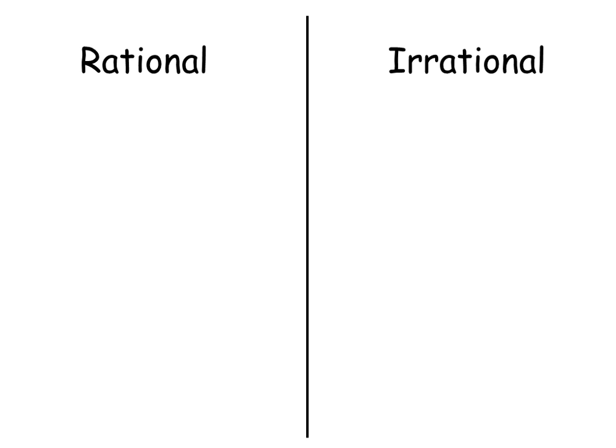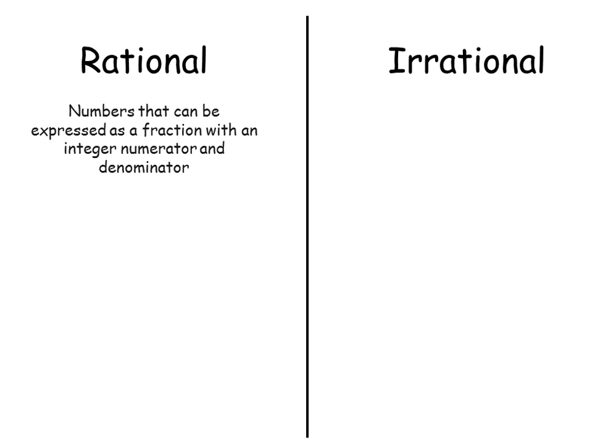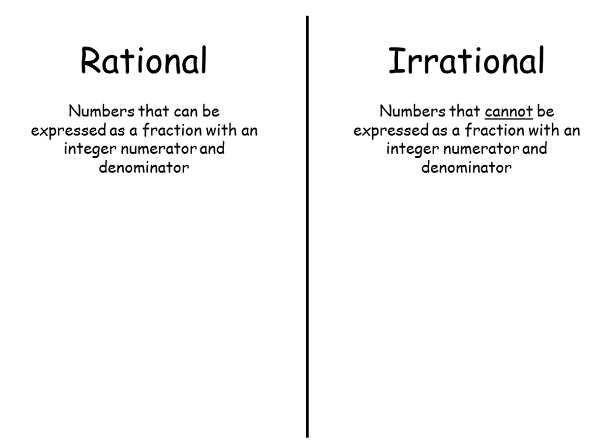And lastly, let's talk about rational and irrational numbers. Just a quick summary of what each of these things are. Rational numbers are numbers that can be expressed as a fraction with an integer numerator and denominator. And we're going to take that definition and kind of throw it out in a minute here. Irrational numbers are numbers that cannot be expressed as a fraction with an integer numerator and denominator.